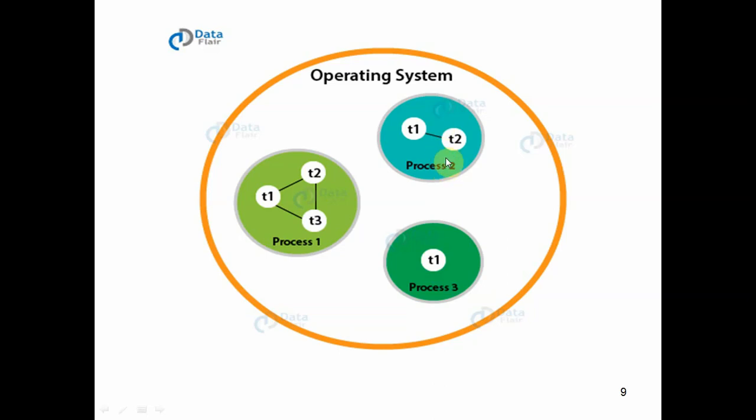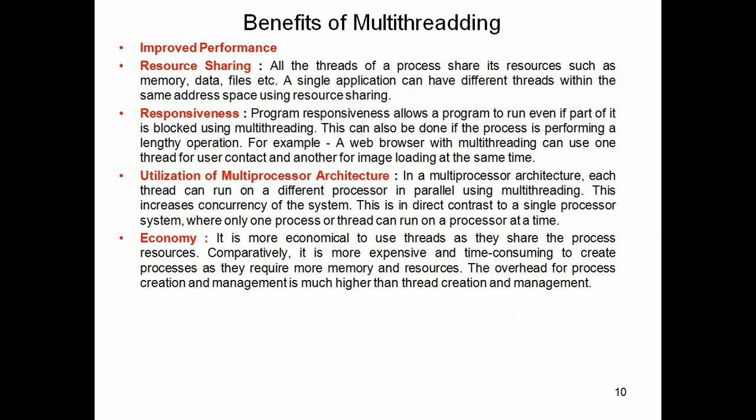Process 2 contains 2 threads. That means the program is divided into 2 parts. Each part is called a thread. And also process 3 contains only 1 thread. That means this is called a single-threaded program. These 2 are called multi-threaded programs. Then we'll move to the benefits of multi-threading.